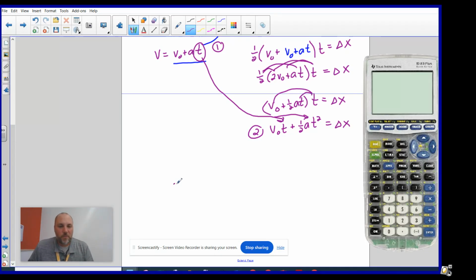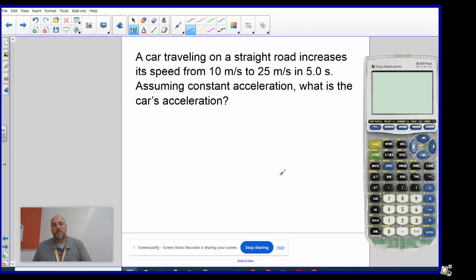And the result that we get, the third kinematic equation, is just v final squared is equal to the initial velocity squared plus 2a delta x, or 2a displacement. And that's our 3 kinematic equations. Okay? Now we can use those to solve different problems.